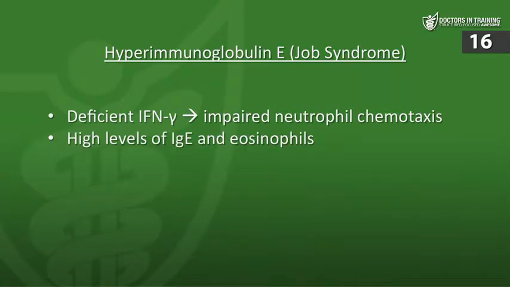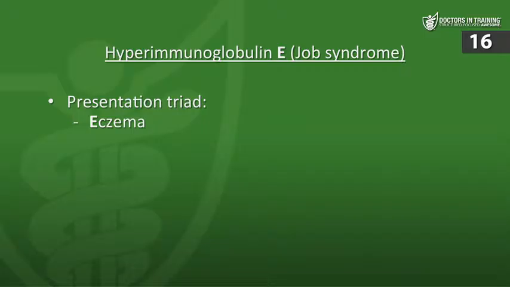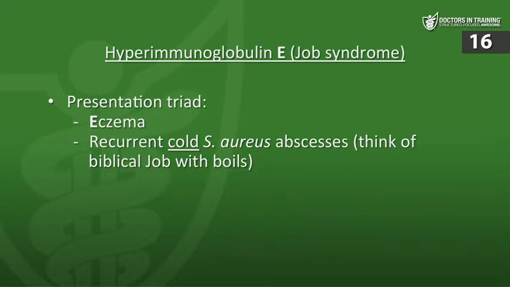Now, the clinical triad for hyper-IgE syndrome is eczema, so you can remember E for eczema and E for IgE. You can have recurrent cold abscesses, these Staph aureus abscesses. This was first named Job syndrome because these patients were covered with these abscesses, these boils, like Job in the Bible. Now, why are these cold abscesses? Well, you have a walled-off area of infection, but the neutrophils can't get there, right? You have impaired neutrophil chemotaxis, so the neutrophils can't get there, and your body's not able to generate an appropriate inflammatory response. So these aren't hot abscesses, these are cold abscesses.